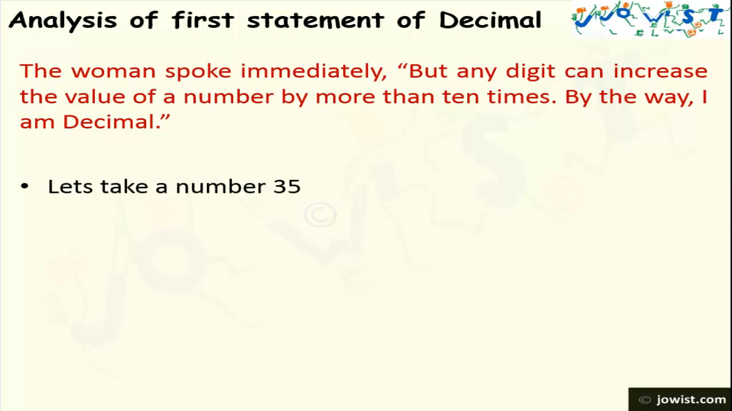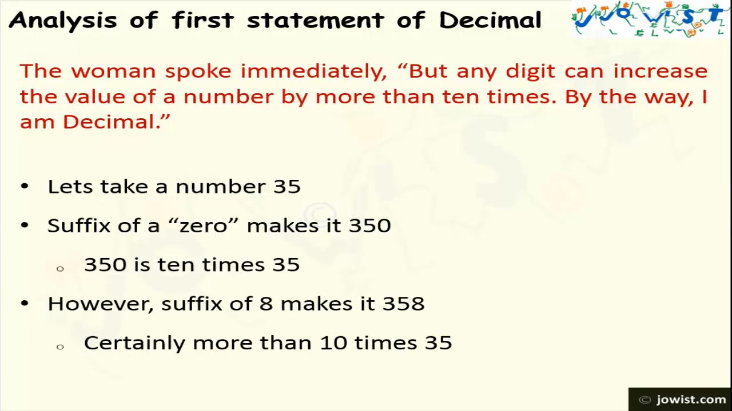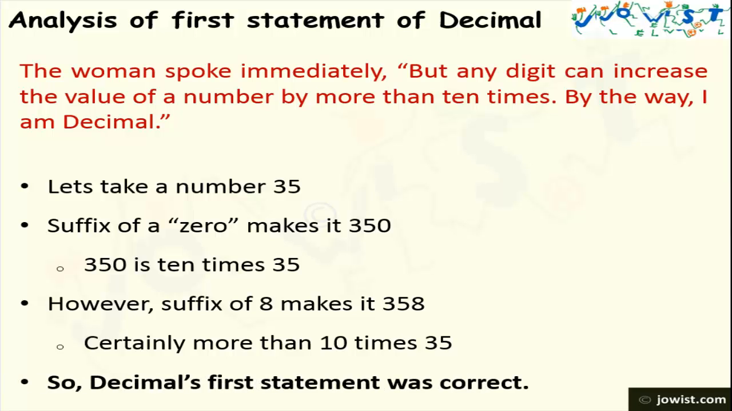Let's take a number 35. If we suffix 0 in 35, the number is 350. 350 is 10 times of 35. However, if we suffix 8 to 35, the number becomes 358. Certainly, 358 is more than 10 times of 35. Therefore, decimal's first statement was correct.